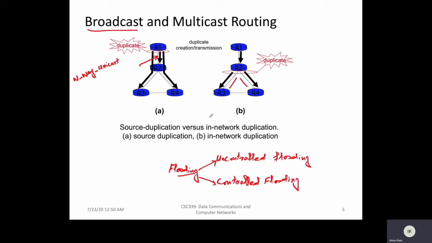Right. So what happens in uncontrolled flooding is that each source node sends a copy of the packet to all its neighbors, right? So in this case, R1 will send one copy to its neighbor R2. And when a node receives a broadcast packet, it duplicates it, as I've discussed earlier. R2 will generate one copy for each of its outgoing links.